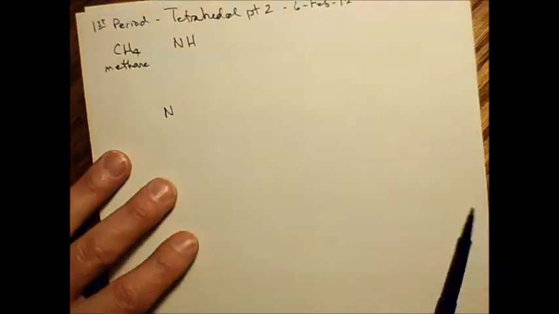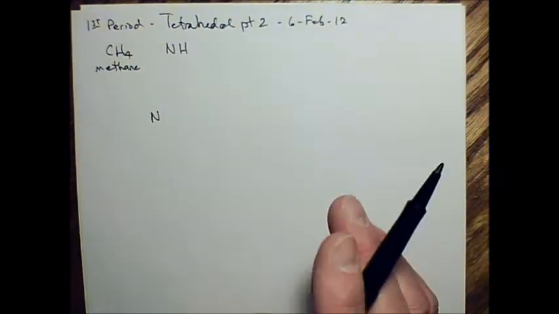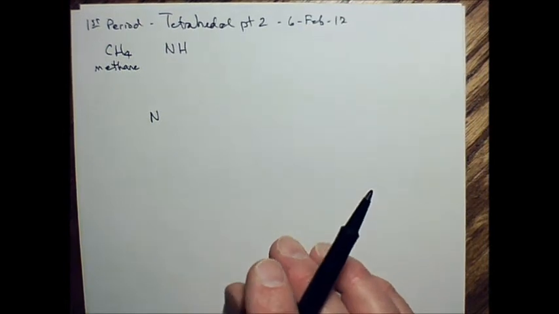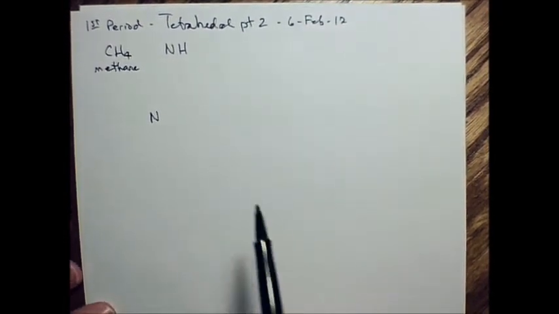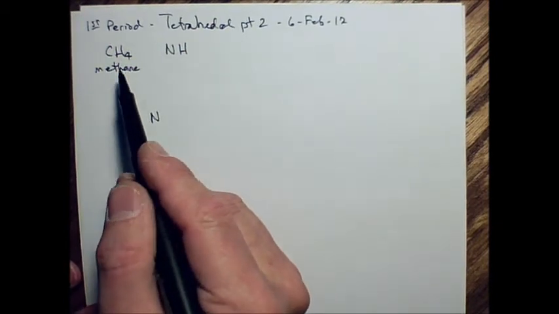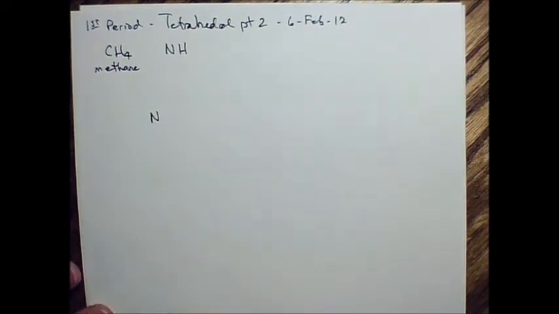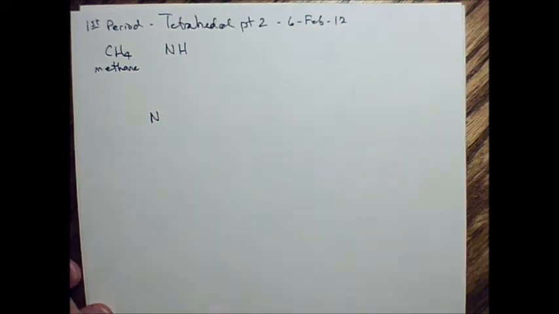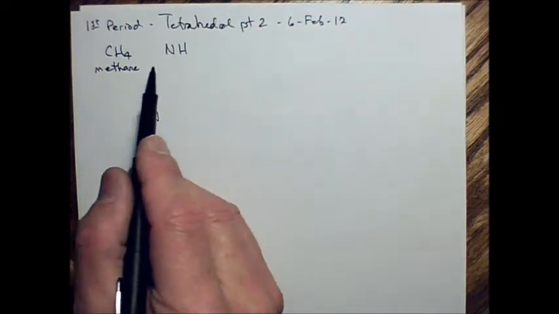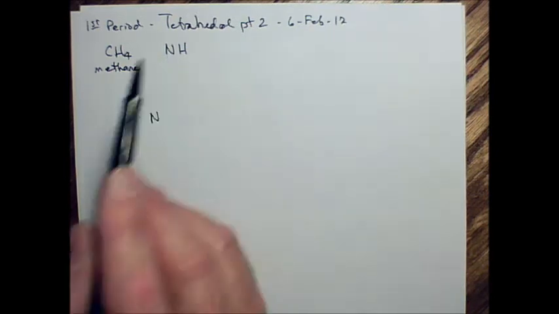Okay. So we're continuing looking at molecular shapes that start at least from a tetrahedral electron pair shape. We looked at methane previously, which came out to be a tetrahedral molecular shape. It started with a tetrahedral electron pair shape. But now we're going to look at how we can combine nitrogen and hydrogen.